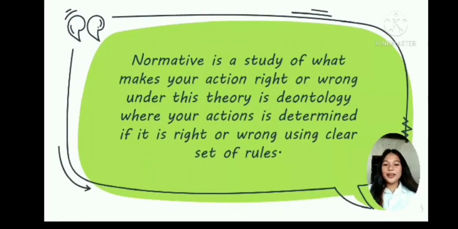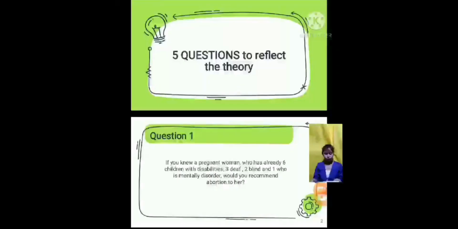So, overall, normative ethics is the study of what makes your action right or wrong. Under this theory is deontology, where an action is determined to be right or wrong using a clear set of rules. You knew a pregnant woman who already has 6 children with disabilities: 3 deaf, 2 blind, and 1 mentally disordered. Would you recommend abortion to her?